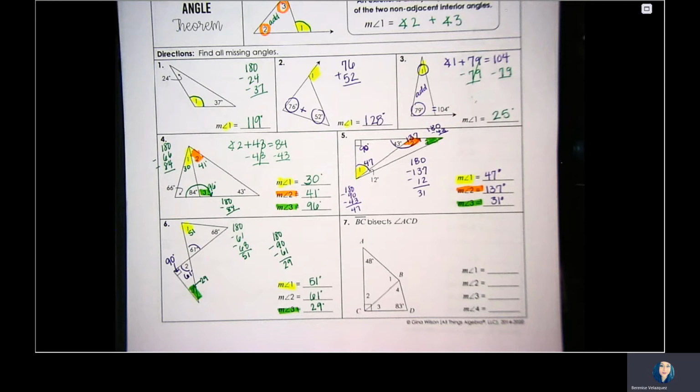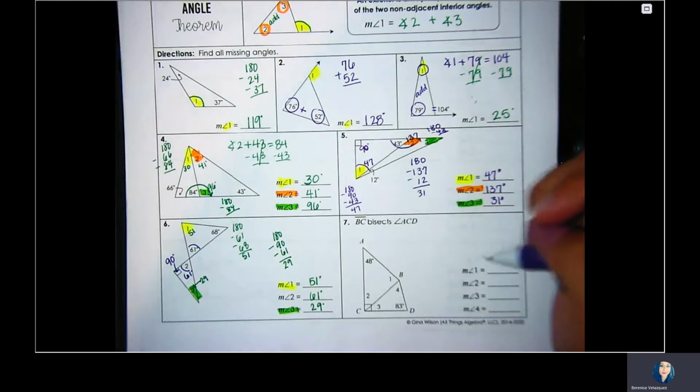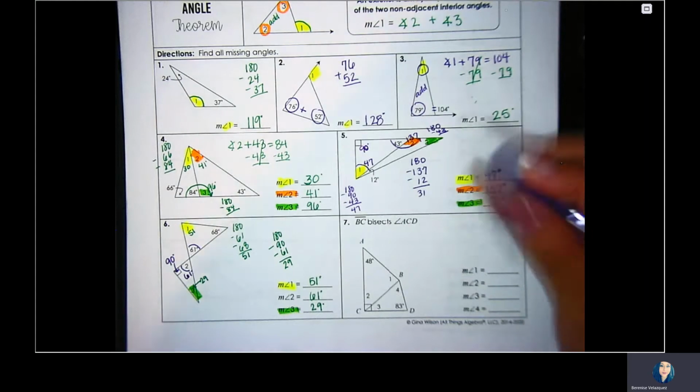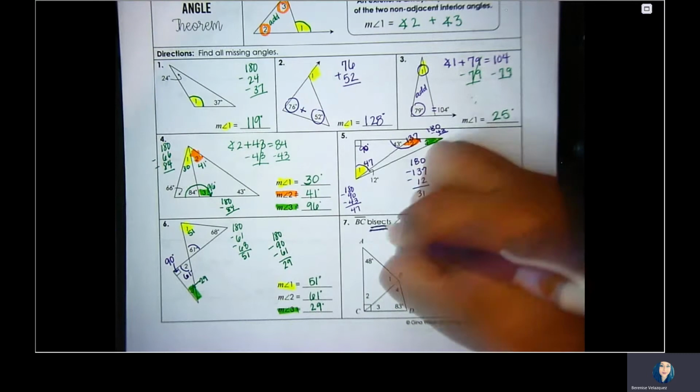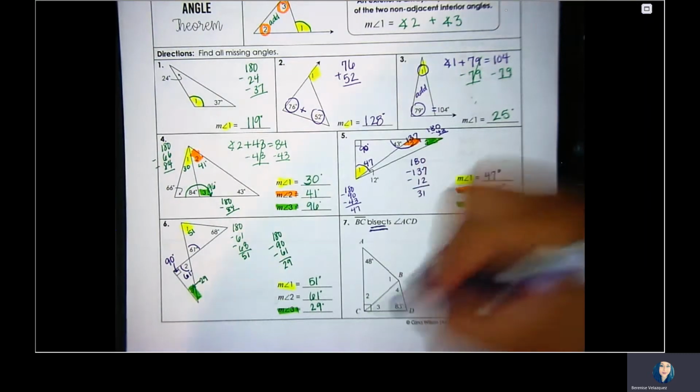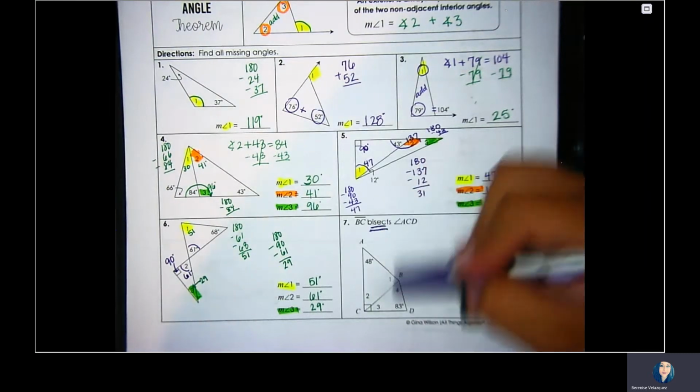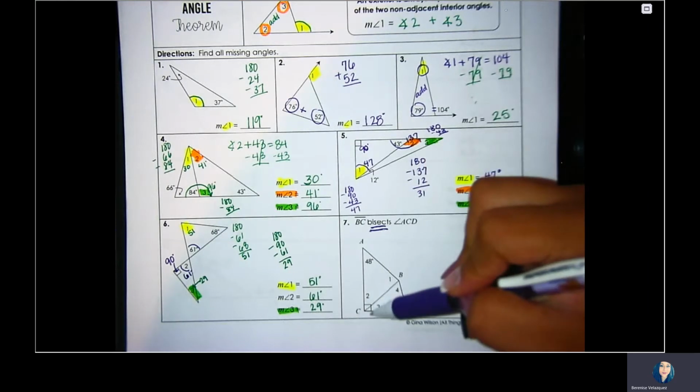Okay, hopefully you're getting better as it goes. Now we have 4 angles, so it's a little bit harder because now there's more. So let's look at what we have. Okay, we have a fancy word here, bisects. Bisects means it splits it in half. So let's look at BC. And it said it split ACD. Here's ACD, and it's got a box.